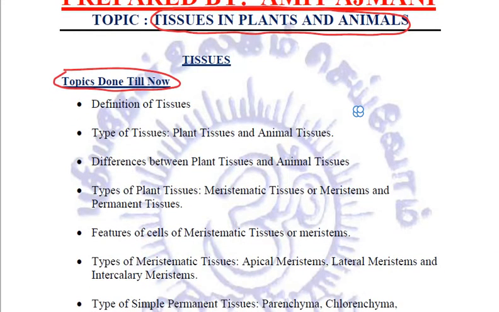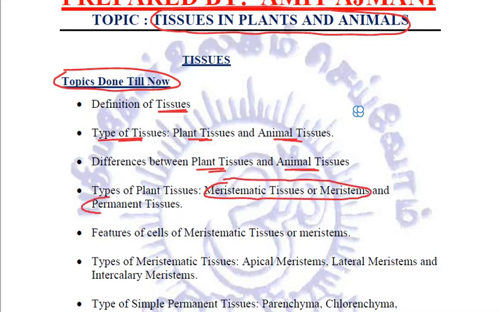We talked about what exactly tissues are: a group of cells similar in origin and their functions. We studied the types of tissues, the plant tissues and the animal tissues, and we discussed the differences between them. Then we discussed in detail the two types of plant tissues, that is the meristematic tissues, which are also called meristems, and the permanent tissues.